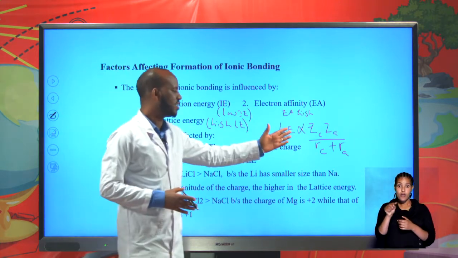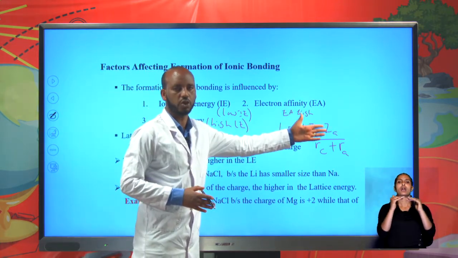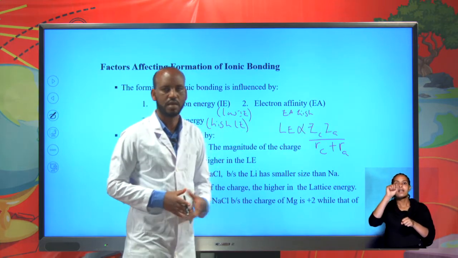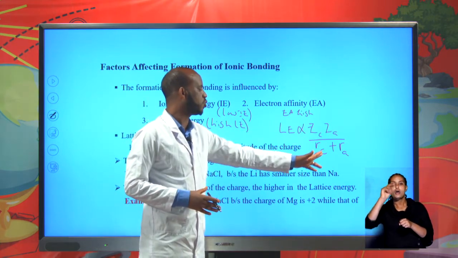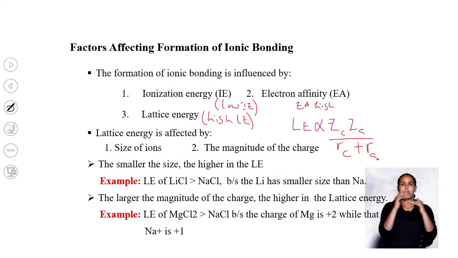Therefore, lattice energy is directly proportional to charge of cation and charge of anion, but inversely proportional to radius of cation and radius of anion.